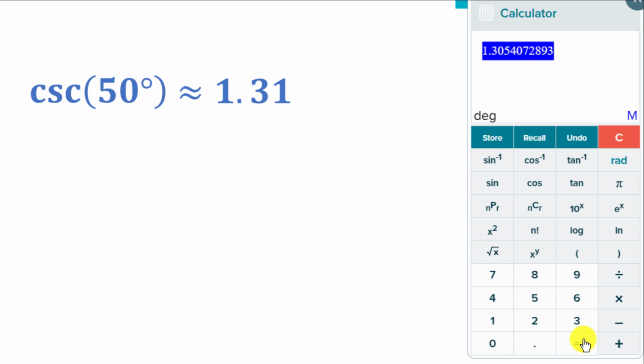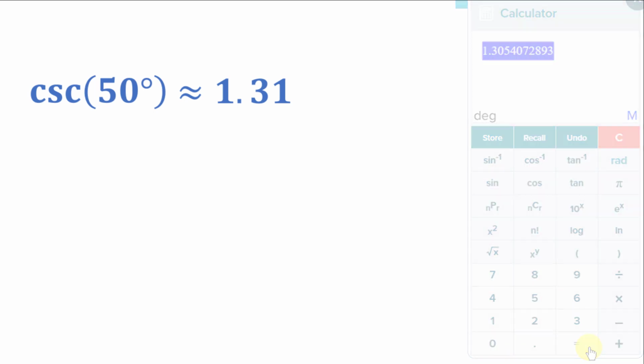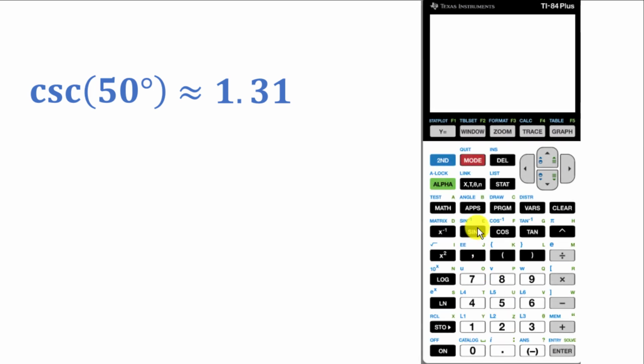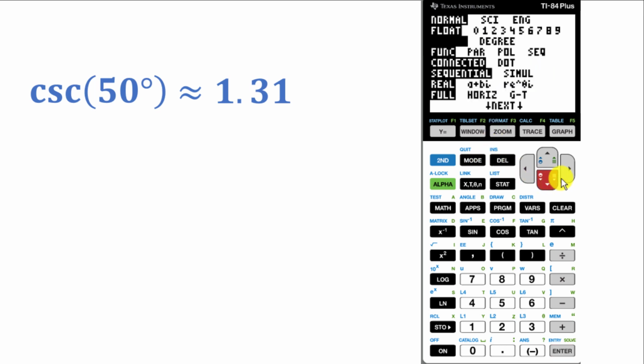You could also type 1 over sine of 50 from the beginning to get the same answer, but it's useful to know how to use the store and recall buttons. On a TI-84, if you type sine of 50 and then press enter, then you may realize that you are actually not in degrees, because your calculator gave you a different answer than maybe you were expecting. If you go to mode and change to degrees, you can try again.